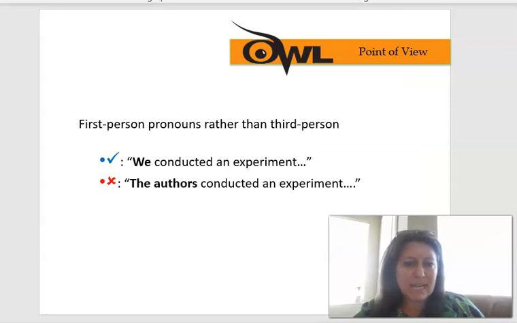Now, there are a couple of stylistic things that are different in APA than MLA. In APA, you're going to be using first person pronouns rather than third. So your first person: I, me, my, mine, we, us, our, ours. So in APA, you'd say, we conducted an experiment, rather than the authors conducted an experiment. Notice that difference between first and third person pronouns.